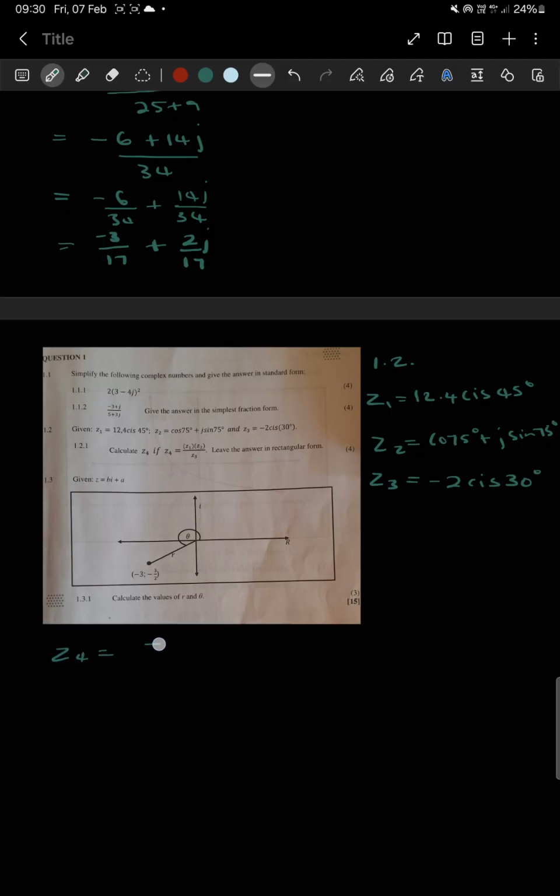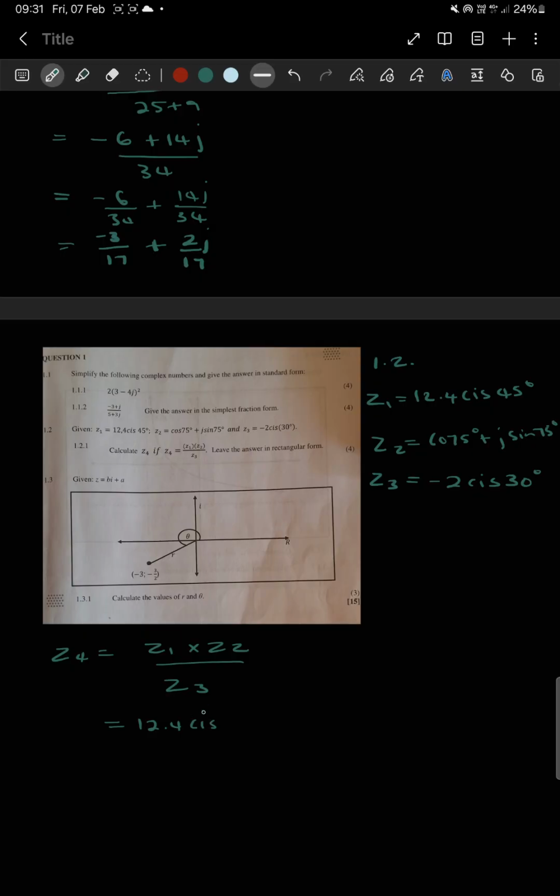Z4, which is Z1 times Z2 over Z3. Z1 is in polar form with a cis. Z2 is in polar form but with a longer version of the cis, and Z3 is in polar form. So the best way to write it down is to change Z2 also to be a cis. We are going to substitute Z2 as a cis instead of the long version of the cis.